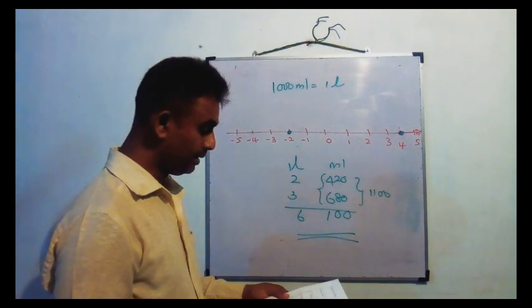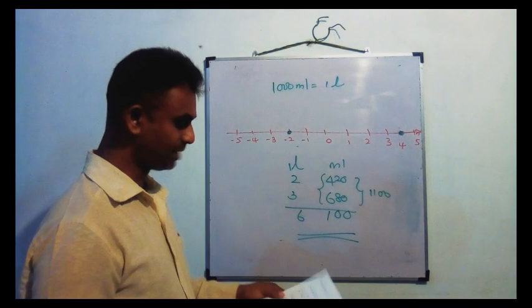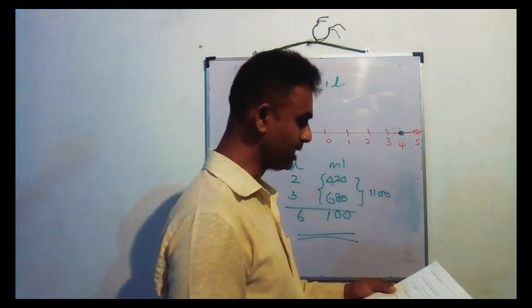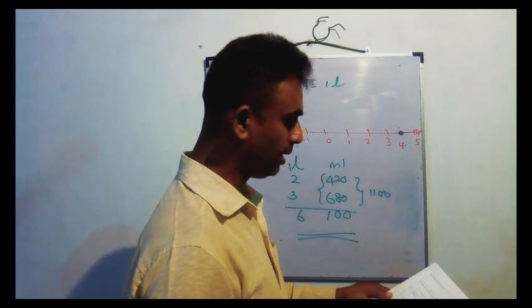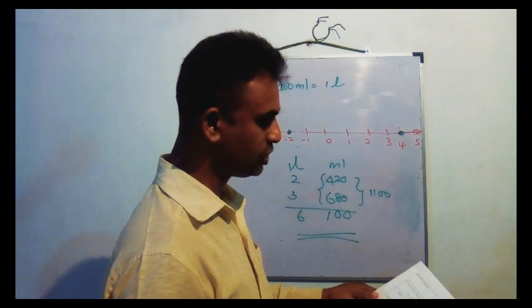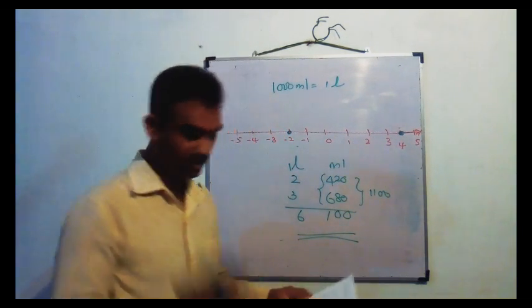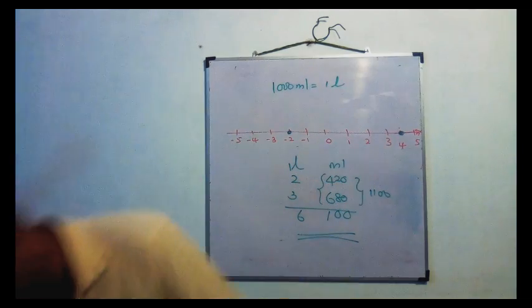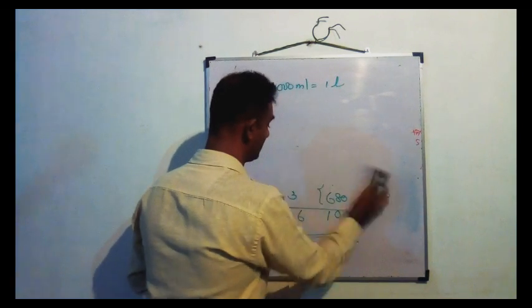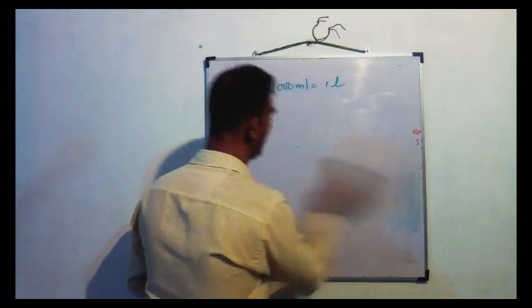Right. Next question. Distance from Earth to Venus, 411,200 kilometers. Write the number in the standard form and then in words. This number we want to write in the standard form. You know what this is? How do we write the standard form?